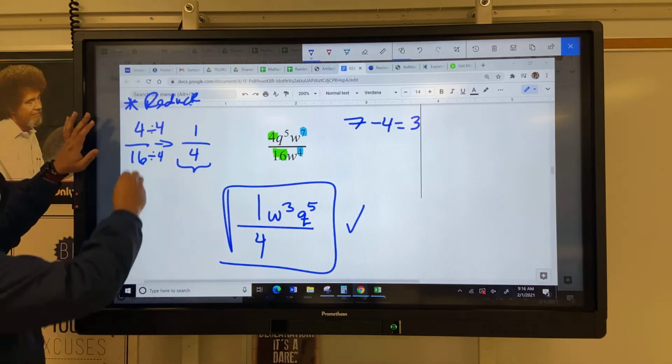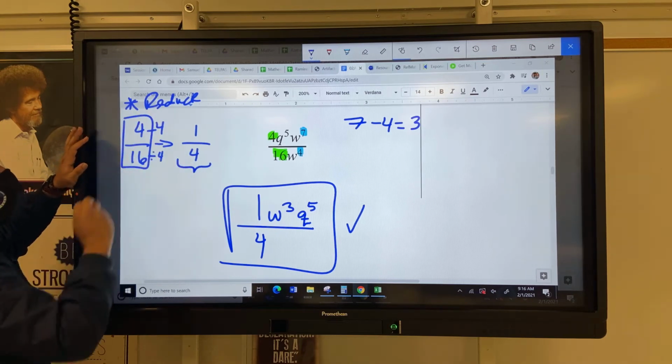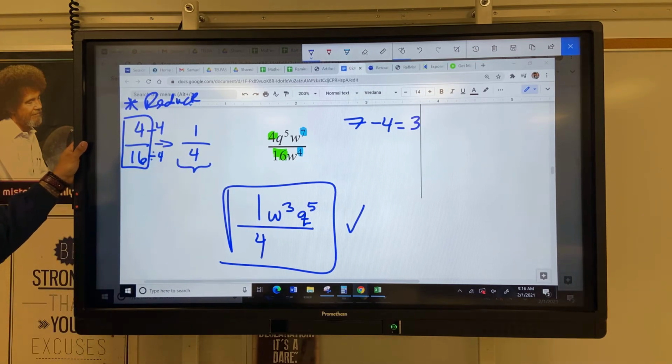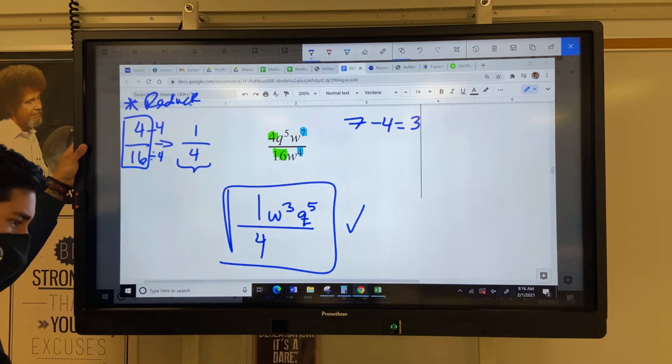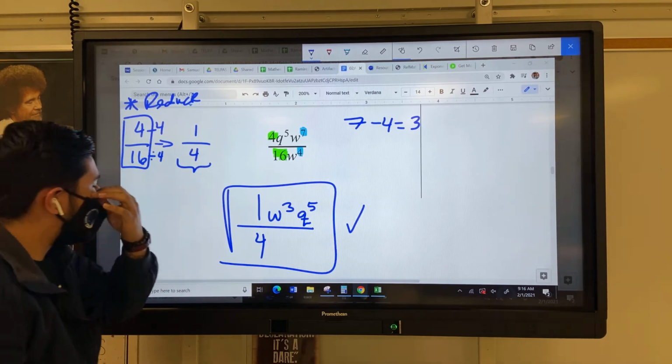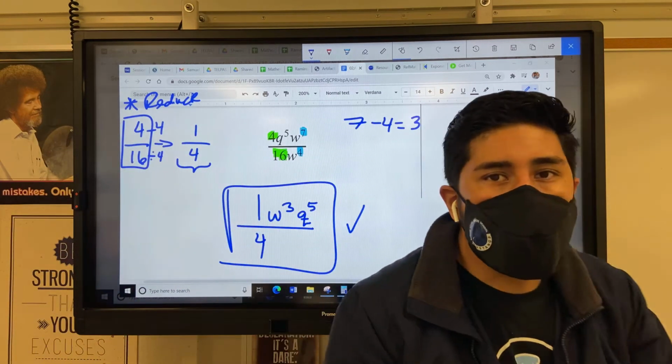I recommend just putting this in a calculator and it should give you the reduced form. Remember, guys, you have internet. You guys have Google. Do anything you need to do to make sure that you can reduce this correctly. All right, almost done.